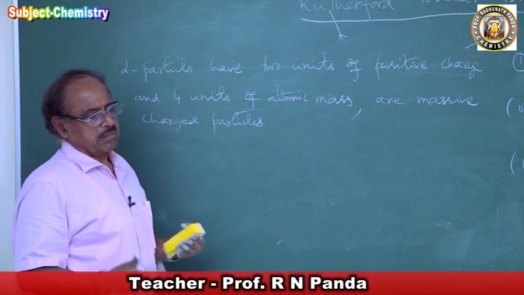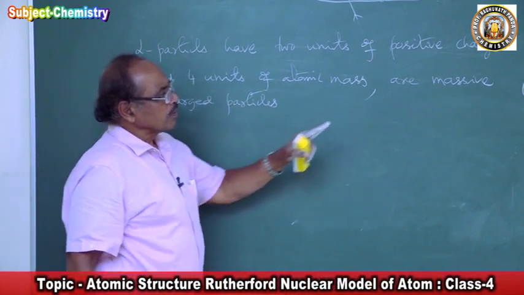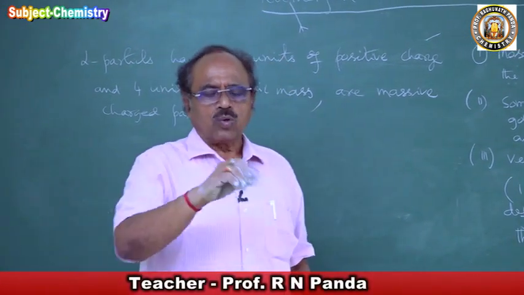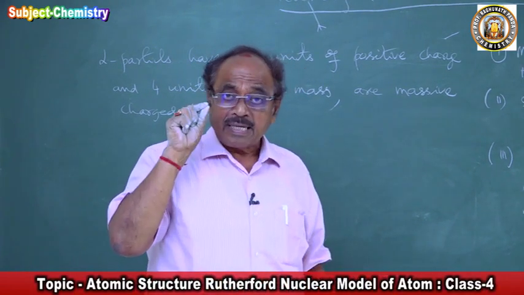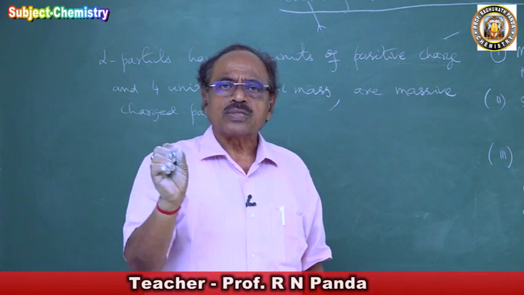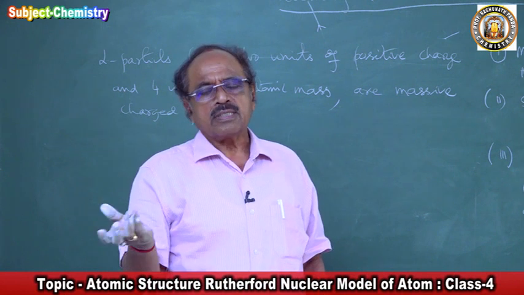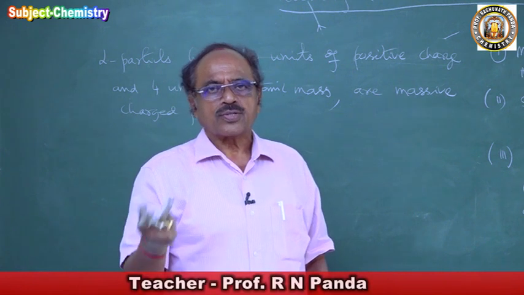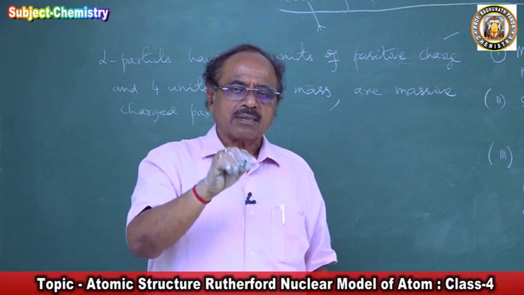Then he made the conclusion. Most of the alpha particles penetrated the gold foil. What is a gold foil? Gold metal, so gold atoms are there, layers of gold atoms. The gold foil is 400 angstrom units, which means it is 400 times bigger than the size of an atom. So that means atoms are very close to each other, and the alpha particles are penetrating them.